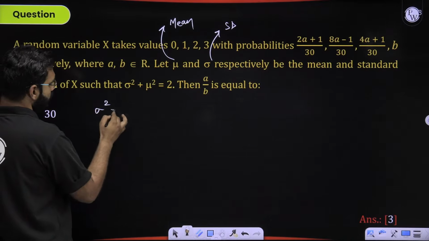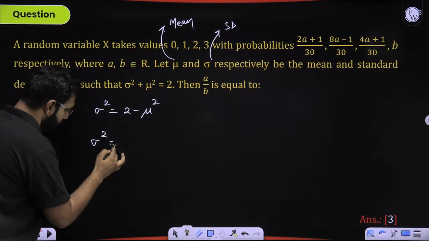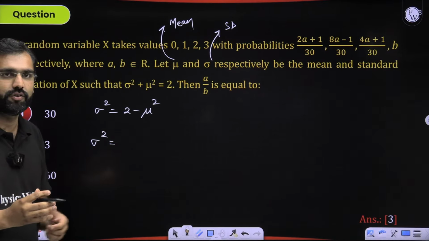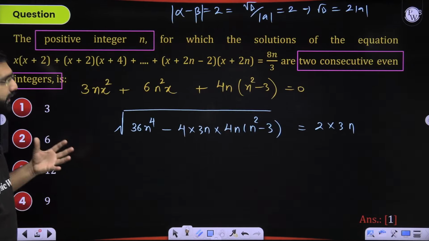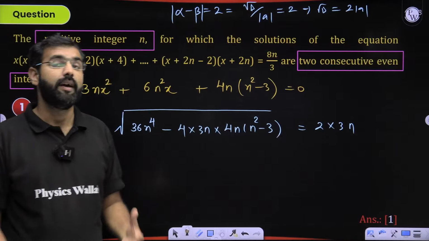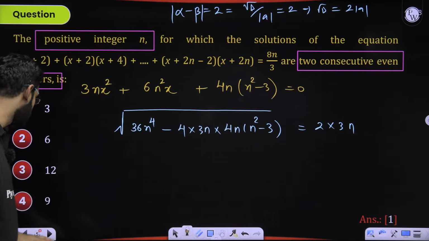Can I say sigma square can be written as 2 minus mu square? But we know that variance is the square of standard deviation. Should we leave this in the exam? Yes, you should. But if you are still left with time in the end, then try this question. This was a doable question, but in the second pass, you should go for this question.